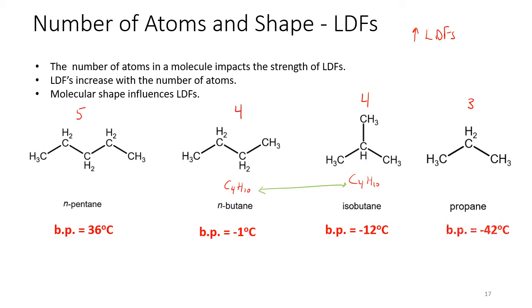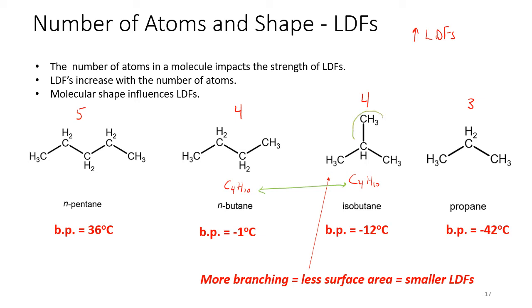Lastly, propane has a boiling point of negative 42 degrees Celsius. This one has the weakest intermolecular forces in the group because there's only 3 carbons within this molecule. Now, comparing the two structures in the middle that have 4 carbons each and 10 hydrogens each, we have one that has some branching. That would be the isobutane. Instead of it being a straight chain, one of these CH3 groups is moved, and it's created a branch point.